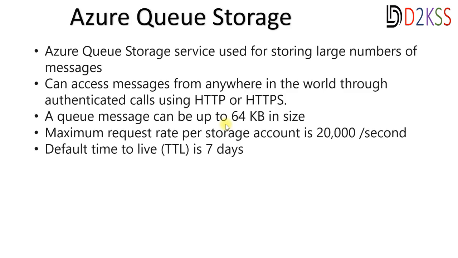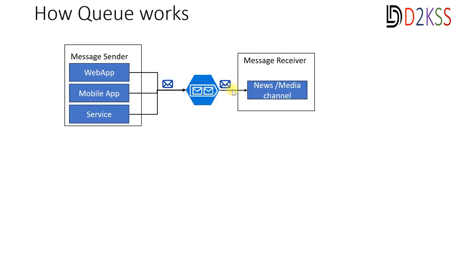The Azure Queue Storage is a service used for storing a large number of messages, and these messages we can access anywhere in the world through authenticated calls using HTTP or HTTPS. When you are creating a message in the queue, the maximum size of a message should be 64 KB. The number of messages you can send is 20,000 per second per single storage account, and these messages will expire in 7 days. Now we'll see how Azure Storage Queue works.